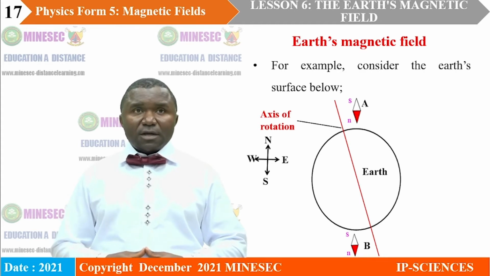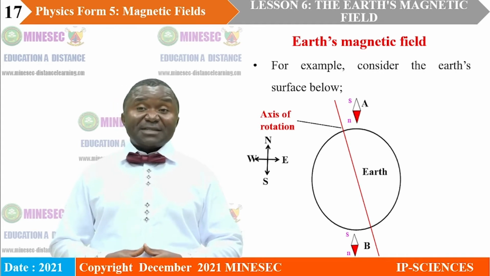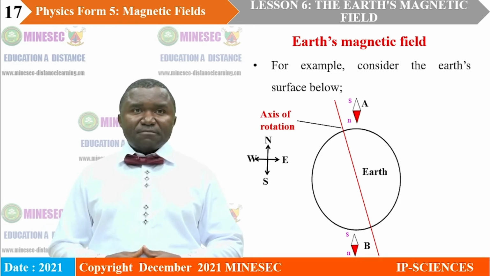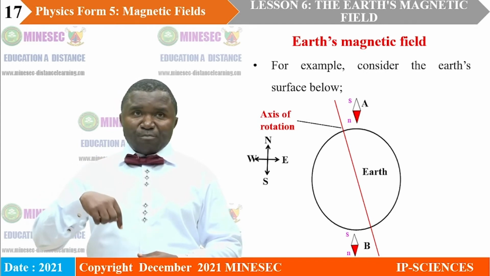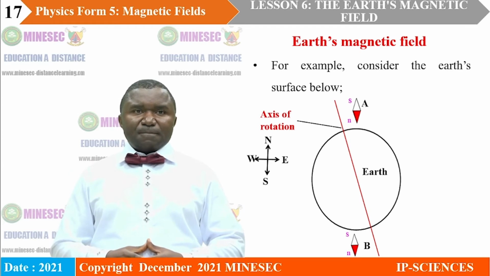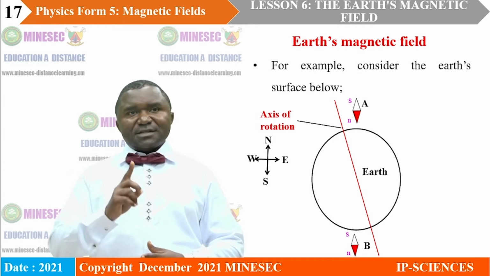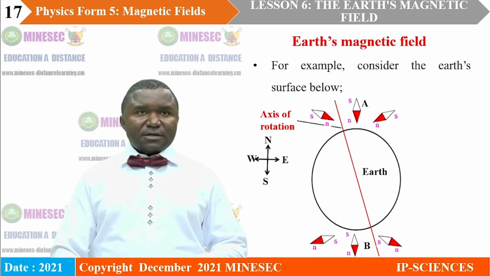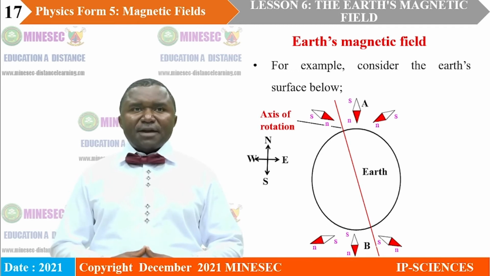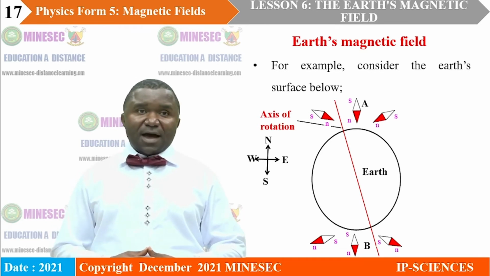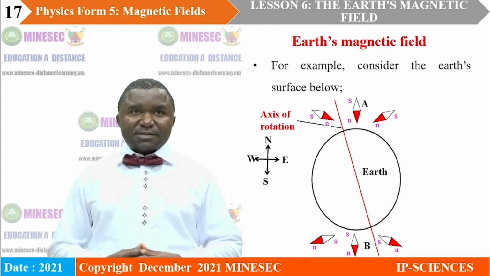If a bar magnet or a magnetic needle, or better still, a compass, was to be placed at the points A and B, at point A, the north pole of that magnet faces vertically downwards. But at point B, it is the south pole that faces vertically upwards. Beside points A and B, the magnetic compass points in different directions, inclined at an angle to the Earth's axis of rotation.